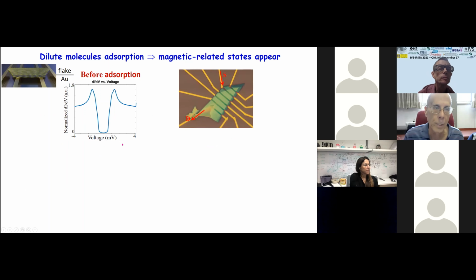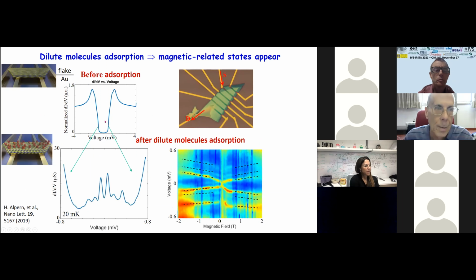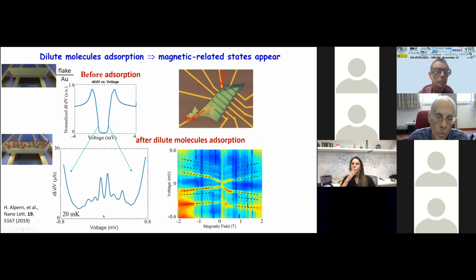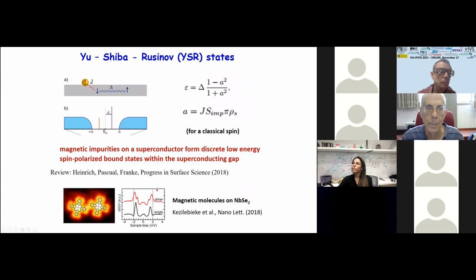This is what we get in the tunneling measurements before adsorption. But in this case, we have dilute adsorption, so we do not find zero bias conductance peaks. On the other hand, what we find is a series of in-gap peaks, which are symmetrically positioned with respect to zero bias. When we apply magnetic field, we see that these states shift apart. Essentially, they act like a Zeeman effect, so they behave like magnetic impurities.